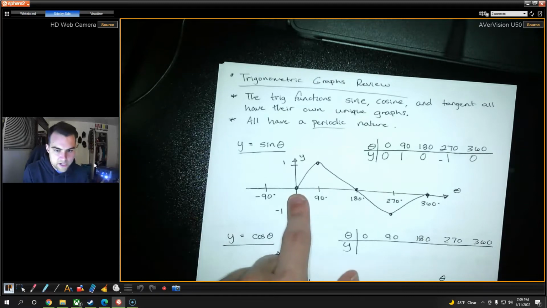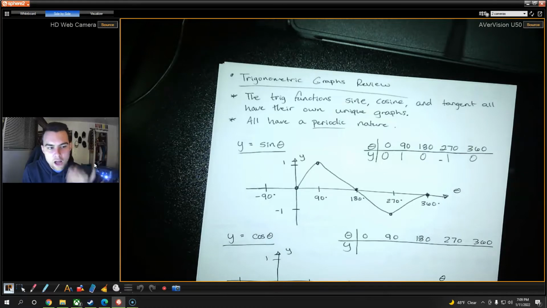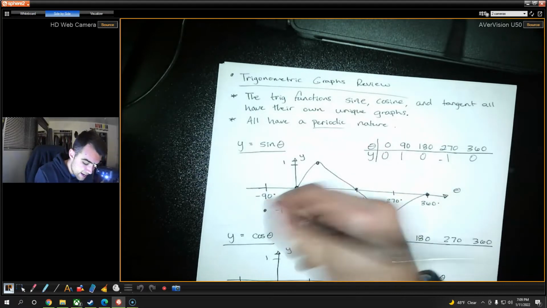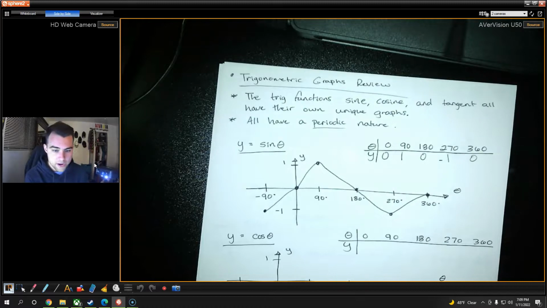And again, this guy's periodic, so if I got a sine of -90, okay, I'm going clockwise on my unit circle. That lands me at 270 degrees, so I'm down here at -1 again, and it'll just pop right back up. All right, let's look at cosine.